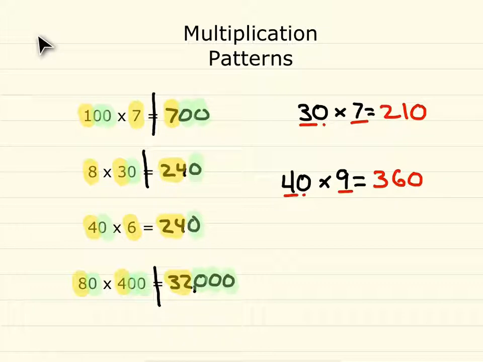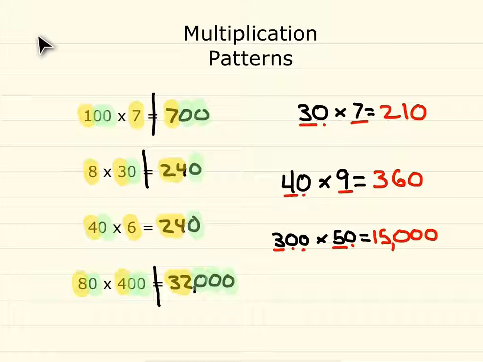Let's try another problem. How about 300 times 50? Well, what math fact do you see? The math fact I see is 3 times 5, and that is 15. Now we need to count up all of our zeros. We have 1, 2, 3 zeros on the left side of the equal sign. So we need 1, 2, 3 zeros on the right side of our equal sign. So 300 times 50 is 1500.